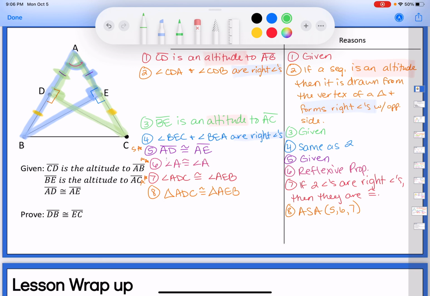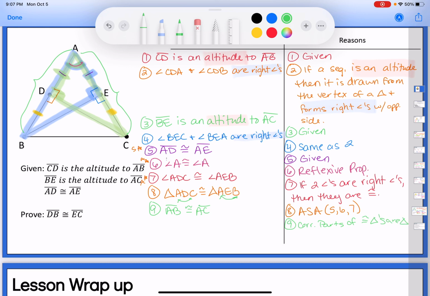Okay, now if those two triangles are congruent, then these big long sides will be congruent, right? See, that big long side AB would be corresponding to the big long side AC. AB and AC are corresponding, right? So step 9, segment AB is congruent to segment AC. Corresponding parts of congruent triangles are congruent.